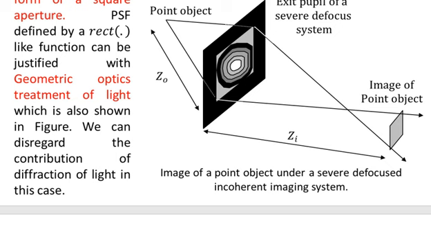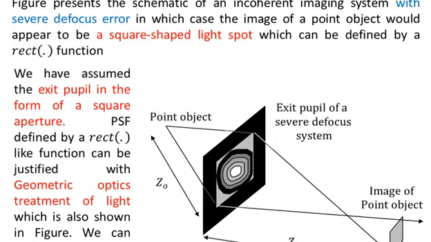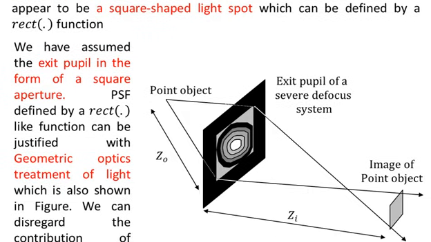We have also shown z0, the object distance, and zi, the image distance. The caption is: image of a point object under a severe defocused incoherent imaging system. I have also shown the exit pupil of the system. The exit pupil under severe defocusing error has been shown, which is rectangular in shape. We have assumed the exit pupil in the form of a square aperture.